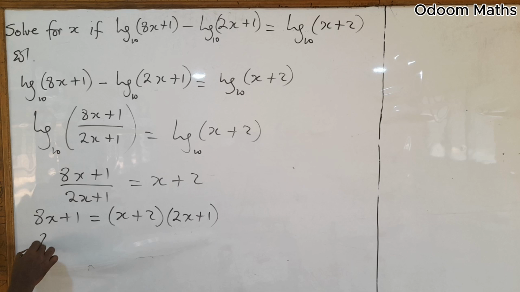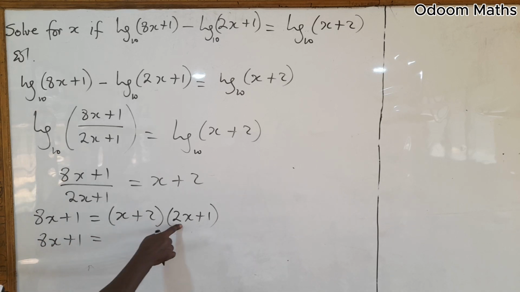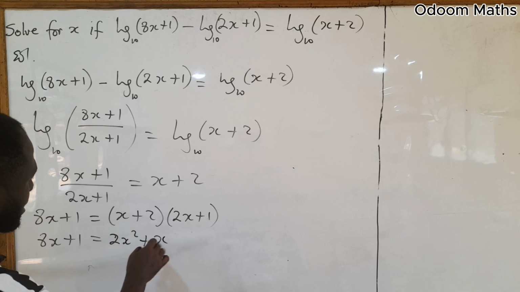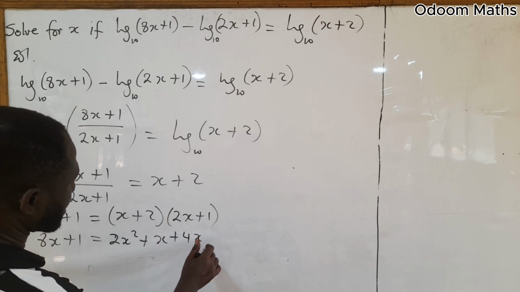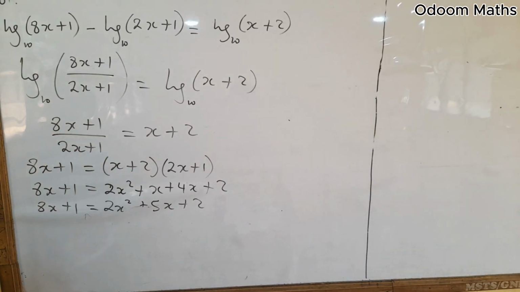Okay, so 8x plus 1 equals, we need to expand this. This and this becomes 2x squared. Then this times this becomes plus x. This and this becomes plus 4x. And then this times that is going to be plus 2.